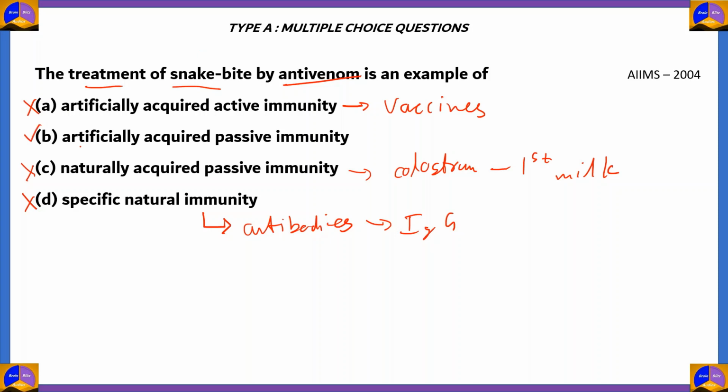The right answer is option B, artificially acquired passive immunity. So antivenom is effective against treating venom. And since our body does not produce antivenom, antivenom is directly injected so that it acts against the venom inside due to snake bites. So this is basically an example of passive immunity, and since we inject it because of the snake bite, it is also artificially acquired. So option B is the right case for the example treatment of snake bite by antivenom.